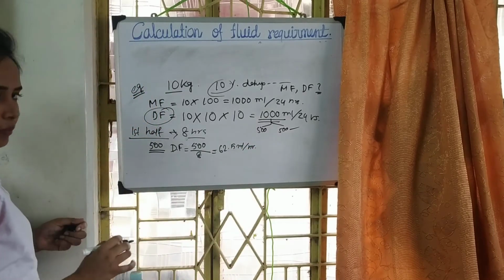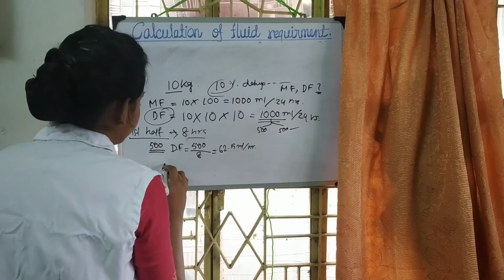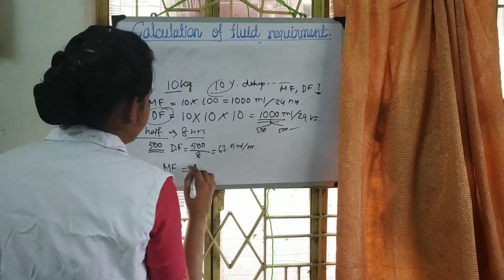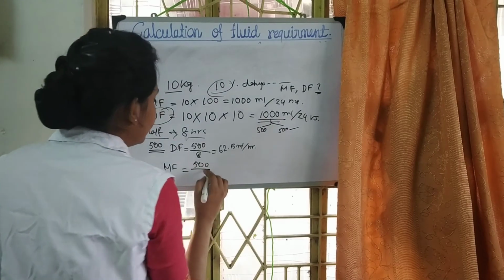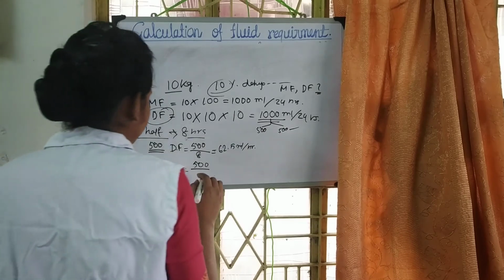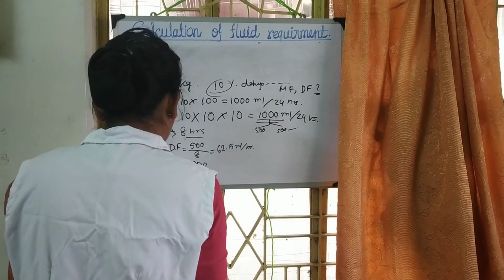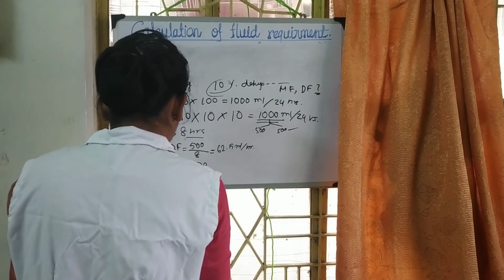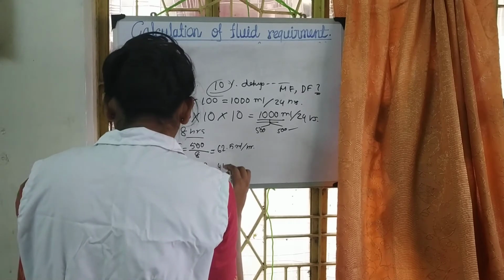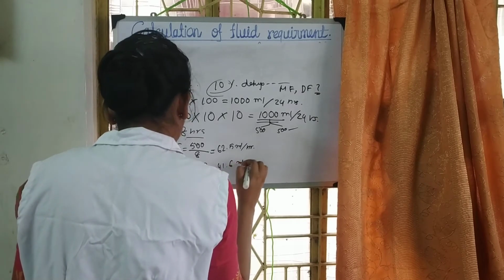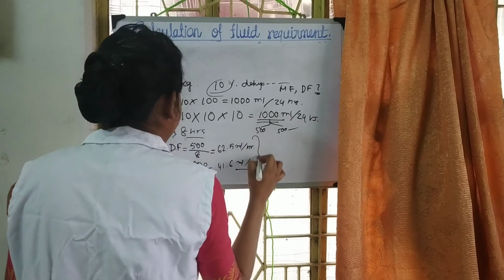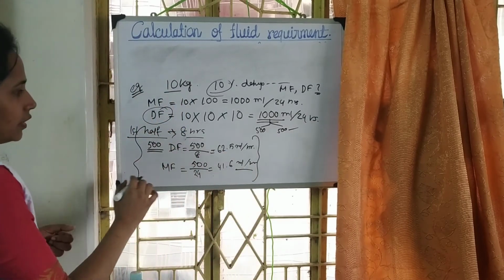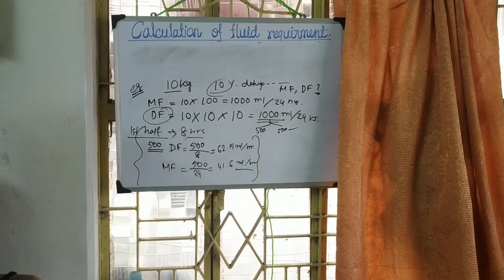And the maintenance fluid will be 1000 ml over 24 hours, which is equal to 41.6 ml per hour. This is for the first half and it continues for the first 8 hours.